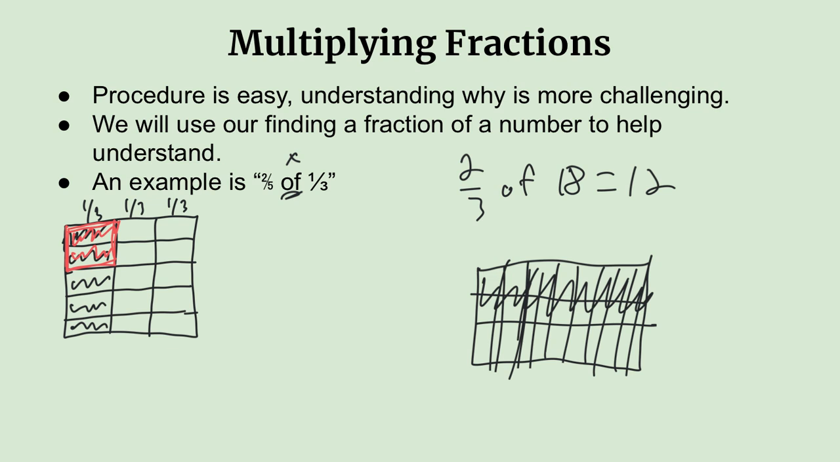So ultimately, we've got 2 out of a total of 1, 2, 3, 4, 5, 6, 7, 8, 9, 10, 11, 12, 13, 14, 15. 2 out of 15.